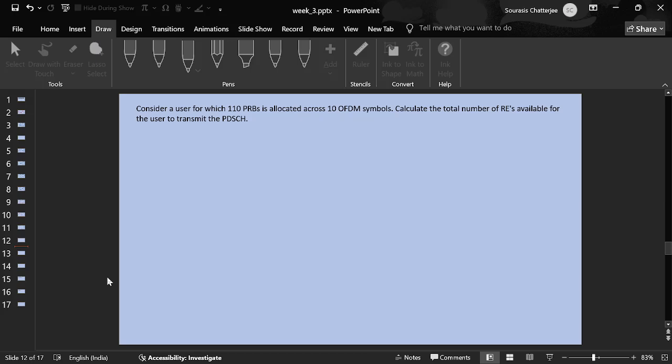So when I talk about 1 PRB across 10 symbols, how many resource elements do I have here?